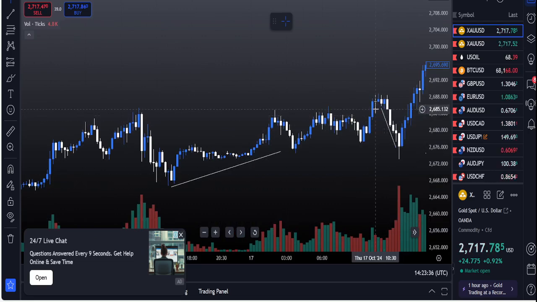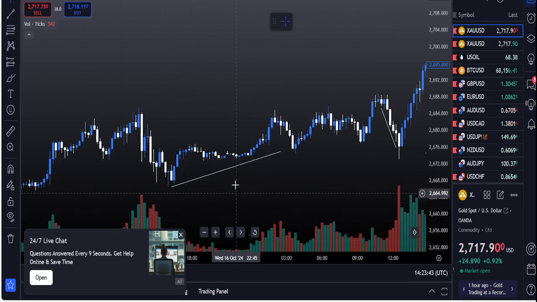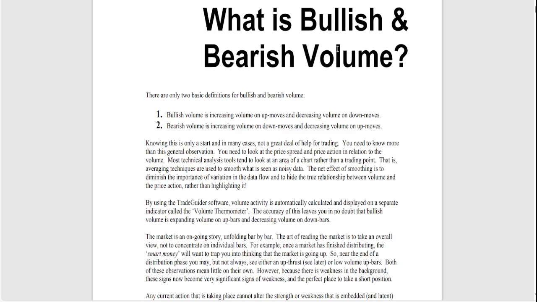It means the market is interested in downside moves. And if the market is going up but volume is dried up or low, then it means the market is not interested in up moves. So we call these two things bullish and bearish volume.